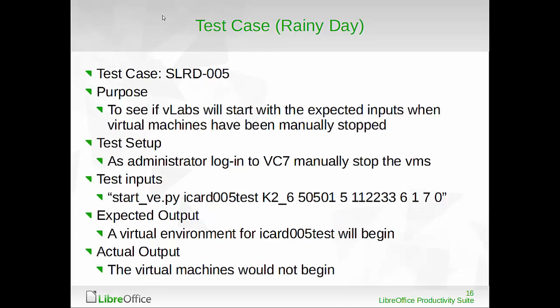The purpose of this rainy day test case was to see if Virtual Labs would start with the expected inputs. However, in this case, the virtual machines have first been started and then stopped, meaning their status has been manually stopped. As the setup, you need to log into Portal in Virtual Cluster 7 and manually stop the virtual machines first. Use the same test inputs as before.